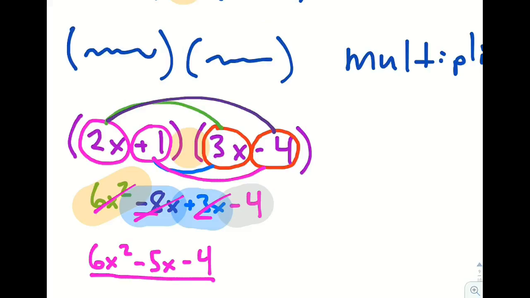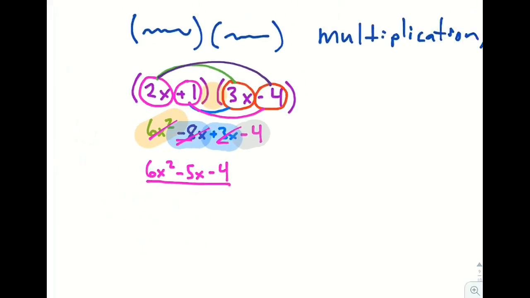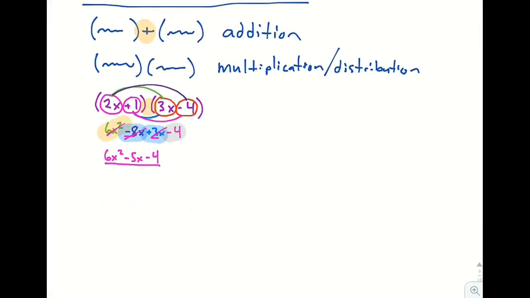Some of you may have seen something like this under the name of FOIL. We're not going to use that word. I think that it creates a lot of misconceptions. So we are going to stay away from that word. Don't say it ever.